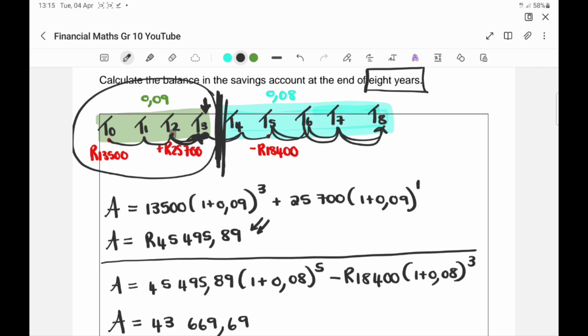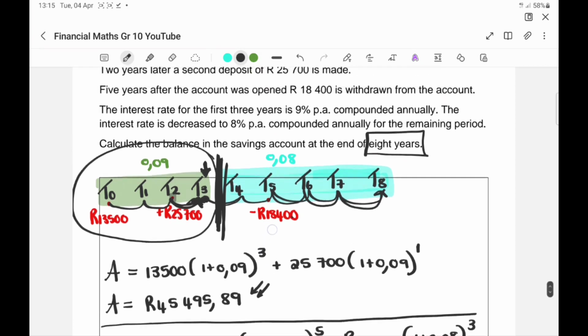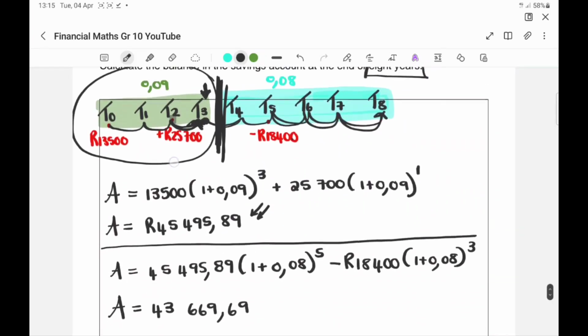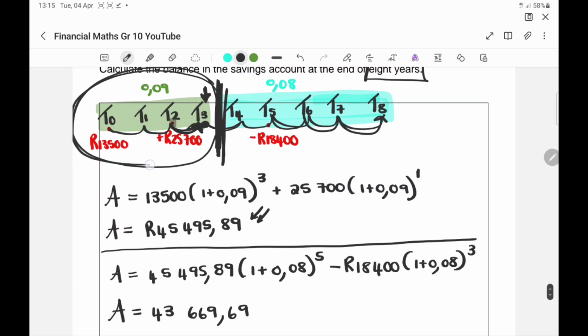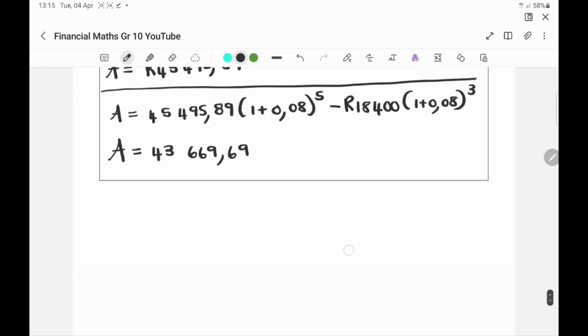So you break it up into 2 parts. Why? Because there's 2 interest rate changes happening. So over here, you're going to treat this as a separate sum. Then you're going to reinvest it here at the end of term 3 into your next part at 8%. Okay, I hope that makes sense.